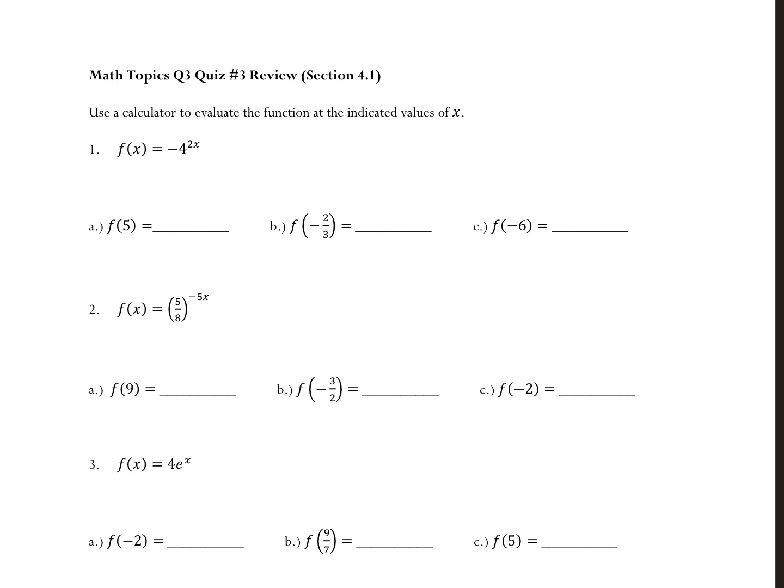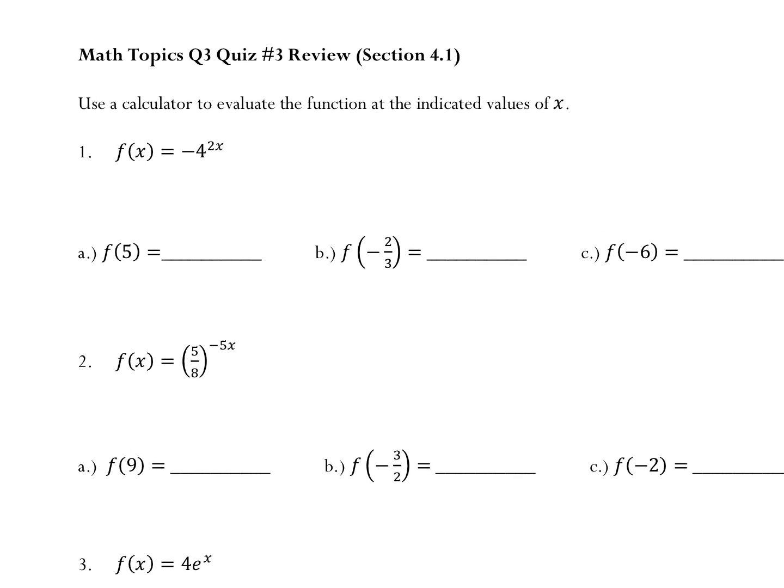So the first section in your review tells you to use the calculator to evaluate the function at the indicated values of x. The first one that we have is f of x is equal to negative 4 to the power of 2x. We're given values of 5, negative 2/3, and negative 6 for those x values. So if we start off with f of 5, that means that we're just going to do negative 4 to the power of 2 times 5. So again, you can use your calculator if you'd like to. That would give you negative 1,048,576.